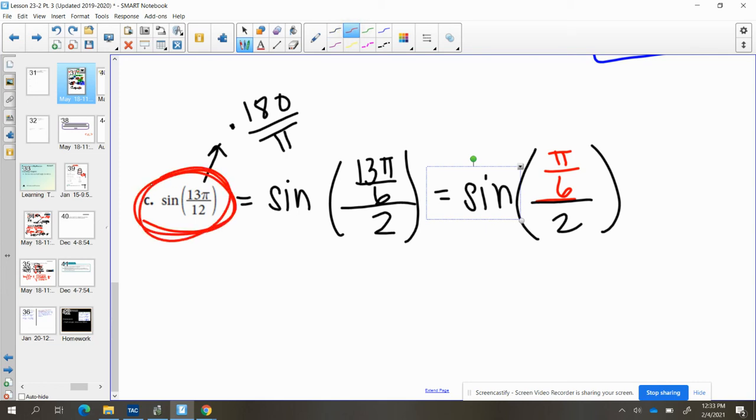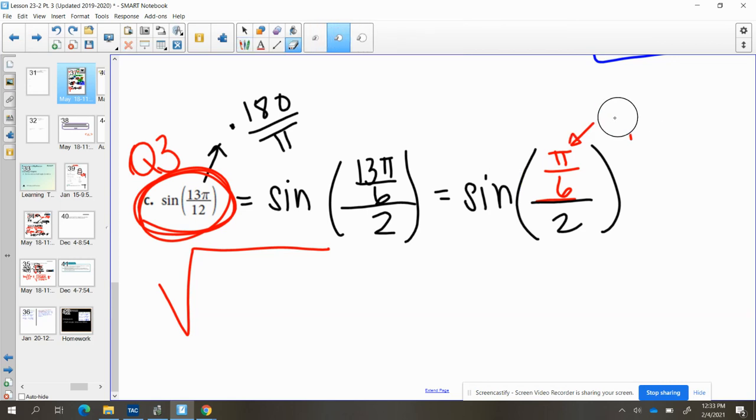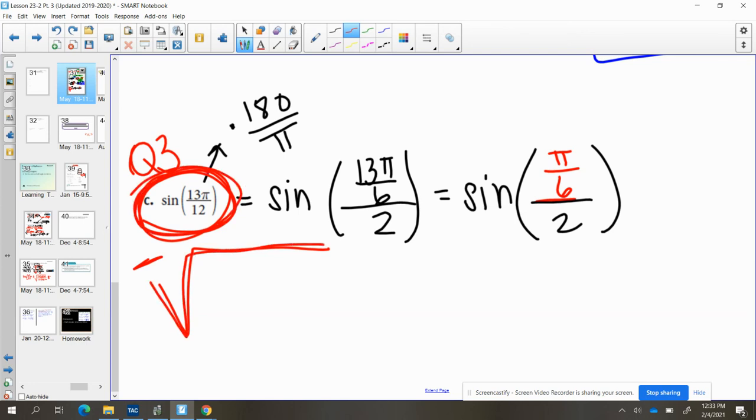So 13 pi over 12 here, when we're trying to decide is this positive or is this negative, 13 pi over 12 is actually a quadrant 3 value. So despite this being a quadrant 1 value, that's not what we're taking into consideration when we decide out front, is this positive or is this negative? Because this is in quadrant 3, sine is negative there. So always go back to the original when you're trying to decide, is this square root positive or negative that we're using?